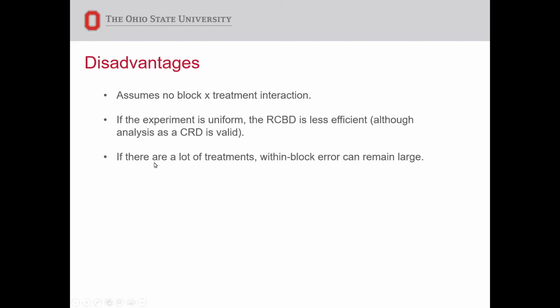Finally, a final disadvantage: if we have very large studies and we have a lot of treatments, say 100 treatments, our blocks could get quite large and we could have large within block error and it could reduce our experimental power. This is most common with plant breeders. In most agronomic studies, we tend not to have a lot of treatments, but in plant breeding studies, the treatments are typically accessions or plant material.